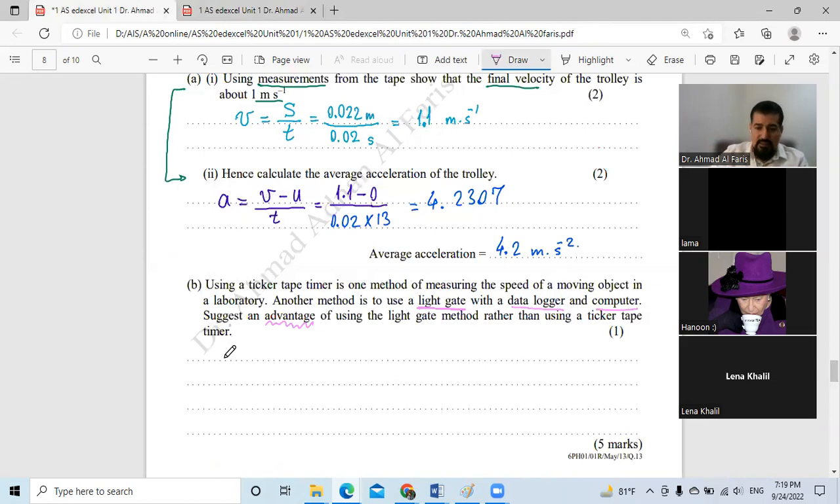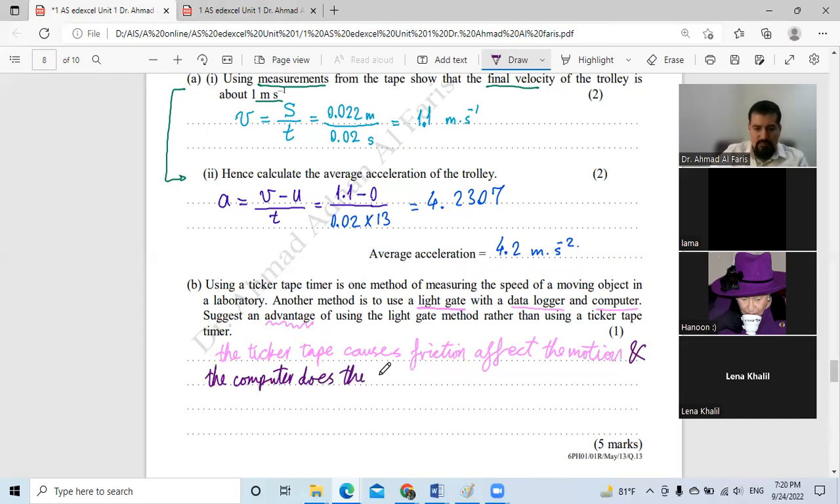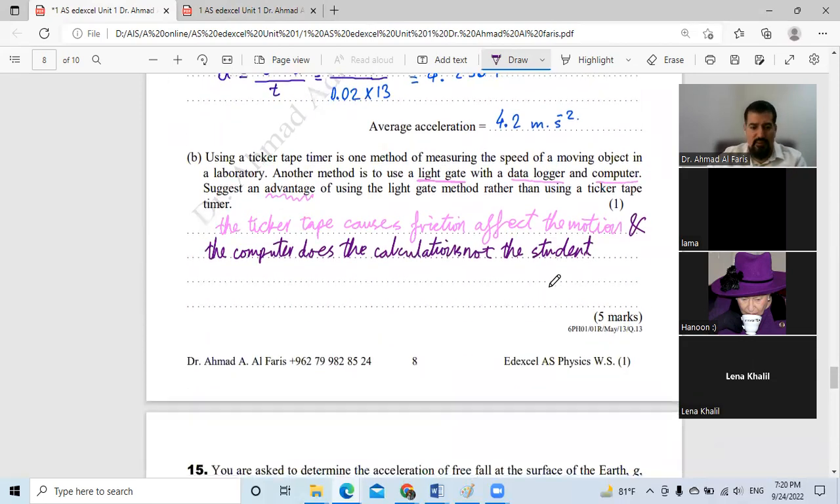So what are we going to say? The ticker tape causes friction, affects the motion, and the computer does the calculation, not the student. The calculations, not the student. Okay, clear? Okay, let's move on to the next question.